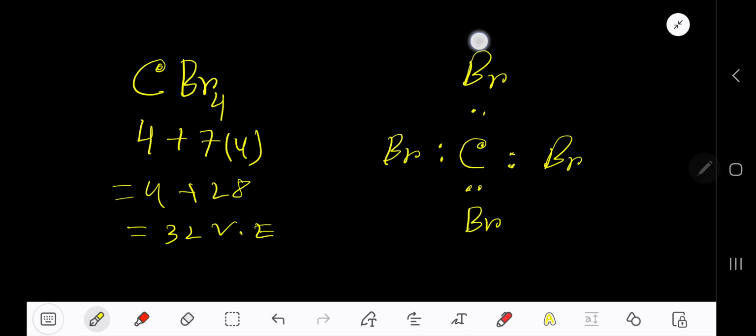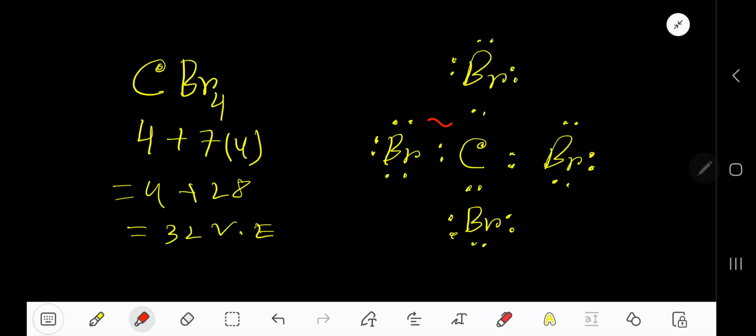2, 4, 6, 8, 10, 12, 14, 16, 18, 20, 22, 24, 26, 28, 30, 32. We have used all the 32 valence electrons.